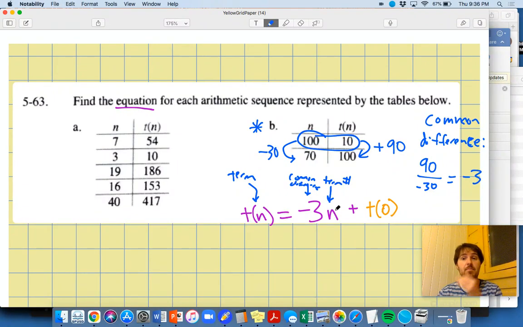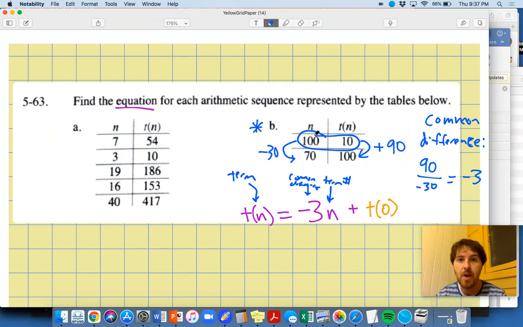So basically, my point is that you know what one of the term numbers is: 100. You know what one of the terms is that goes with it: 10. And you also know the common difference. You figured out the common difference, you followed that in class. So what you need to do is simply substitute what you know.